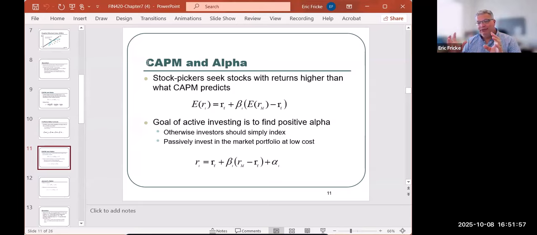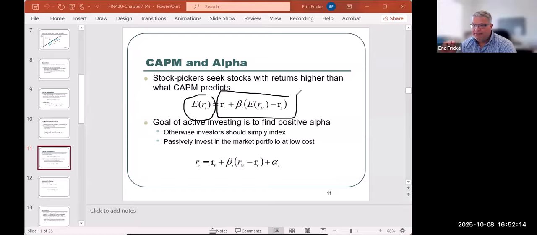And so what we're saying is, if you're trying to beat the market from the lens of CAPM, what that means is you're trying to get a return that is higher than what CAPM predicts.